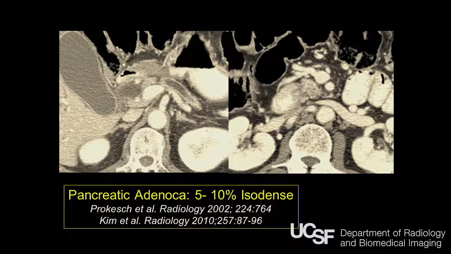But you can see that in up to 10% of cases, you actually will not be able to identify the primary lesion because it's isodense. And the good news, though, is that with these isodense masses, they have been found to actually have a better prognosis.